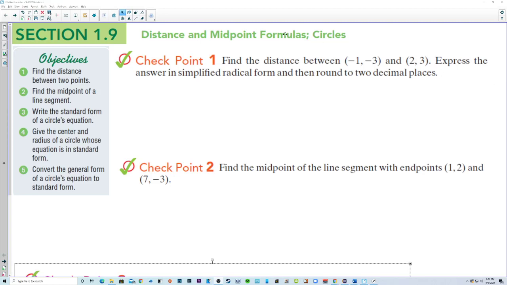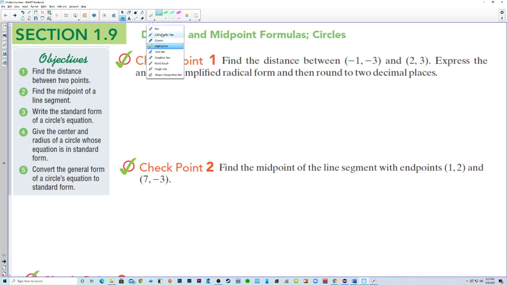This is section 1.9, distance and midpoint formulas. This is after the video.